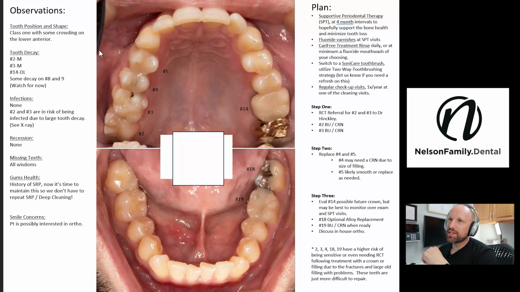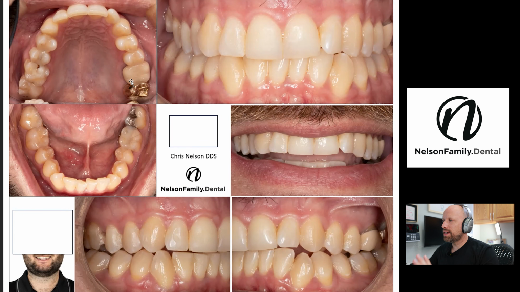We're looking at a patient that came in, and he has a very nice smile. I always tell people that if they're happy with their smile, I'm happy with their smile. So this patient has a very nice smile, but he came in as a new patient with some pain on the upper right. So teeth numbers 2 and 3 on the upper right.